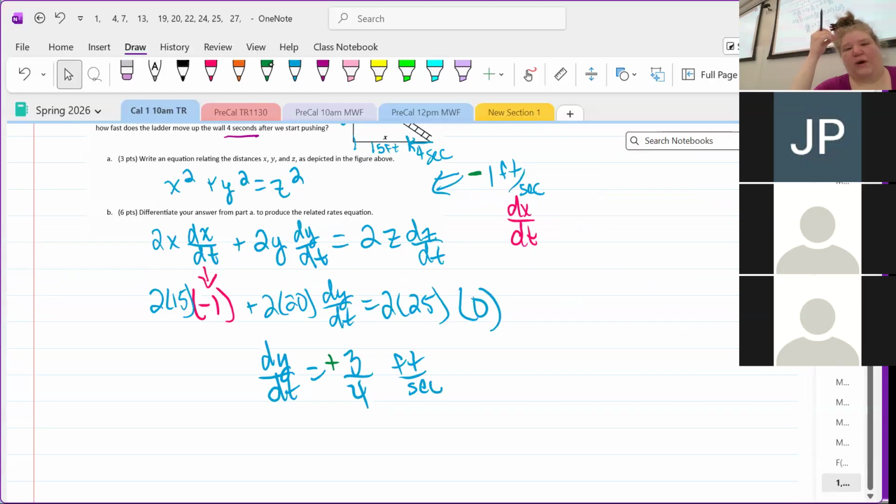So most of y'all got the equation. It was just which numbers you plugged in. If you didn't pay attention to the 4 seconds or 3 seconds, you were plugging in slightly different numbers. You were basically figuring out the rate at which dy dt is changing when we first start pushing the ladder instead of after the number of seconds.